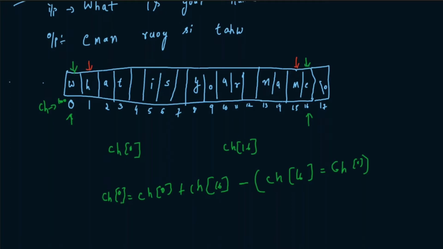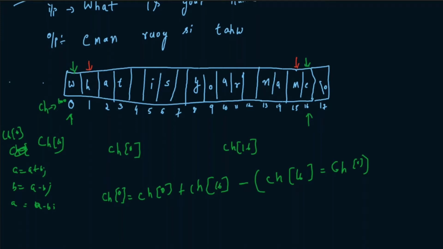For convenience, I'm writing this, right? Any of the logic I can use. Even this one: a equals a plus b, b equals a minus b, and a equals a minus b, right? I can use this logic also. In place of a, you will write ch of 0. In place of b, you will write ch of 16. That's it, right?